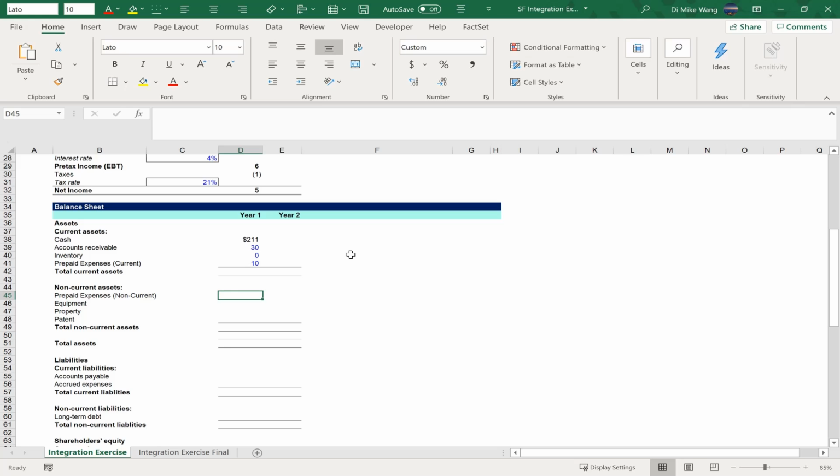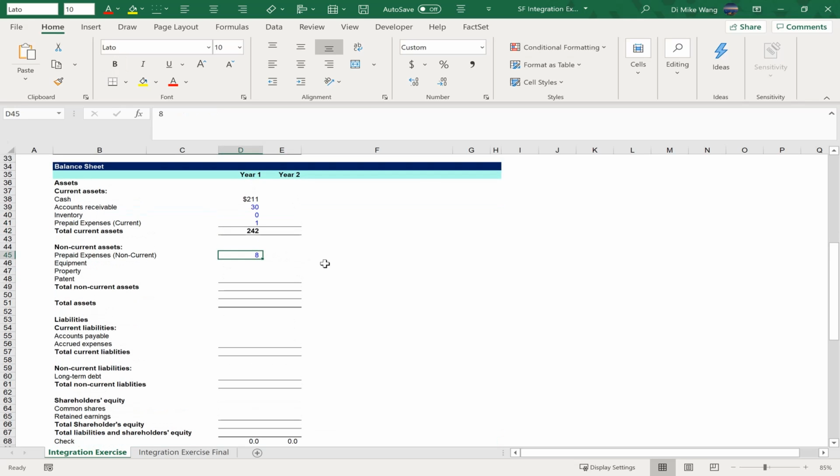So this would actually be $1 in current prepaid expenses since only $1 is going to be used up next year, and $8 are going to be remaining on the balance sheet as a non-current asset for the years after year two. We're going to total our current assets. So remember, alt equal sign gets us a total.